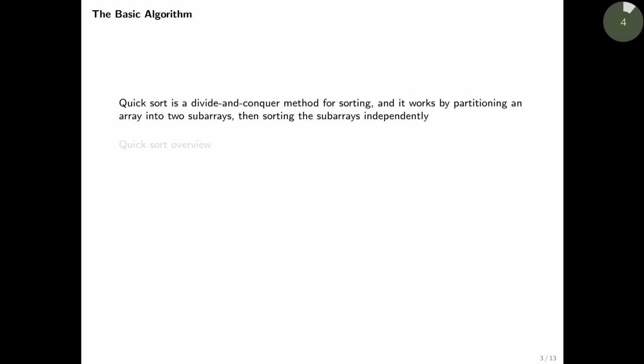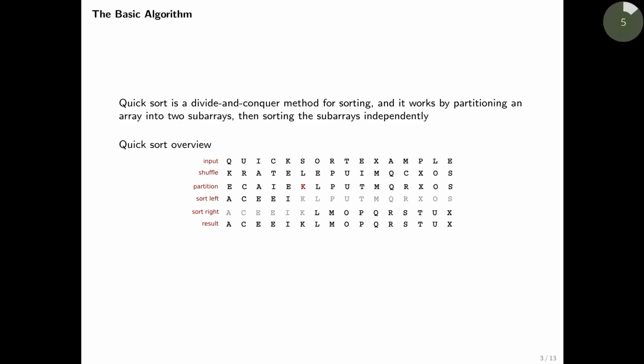Quicksort, just like merge sort, is a divide and conquer algorithm for sorting, and it works by partitioning an input array into two subarrays and then sorting the subarrays independently. Here's a quick example on how the Quicksort algorithm works. So let's say our input is what is shown here in the first line. It simply consists of the strings Q, U, I, C, and so on.